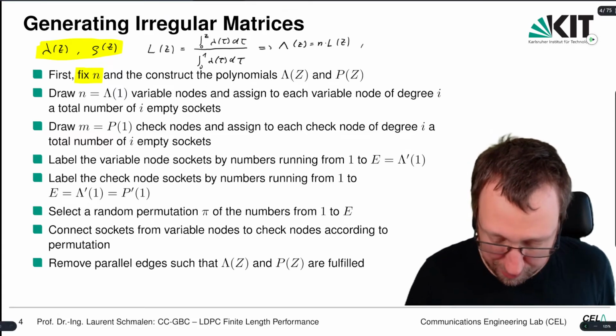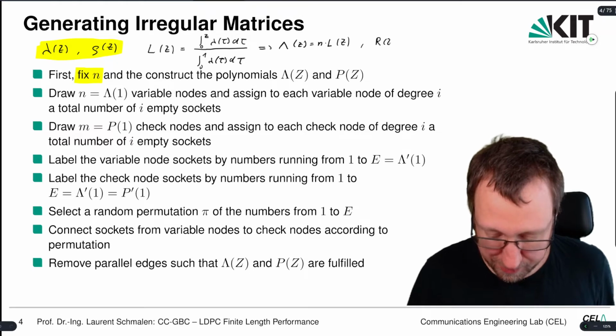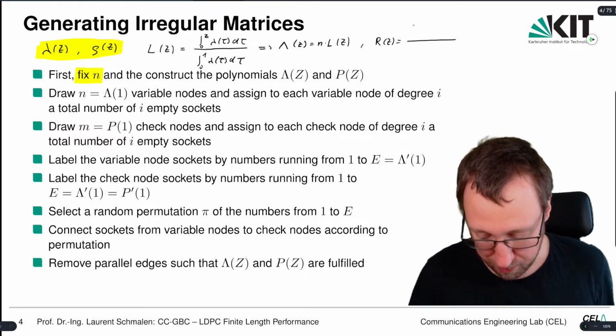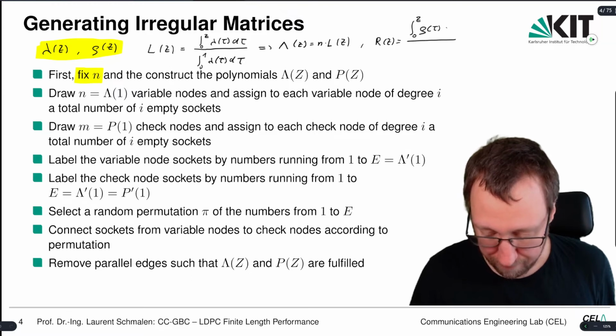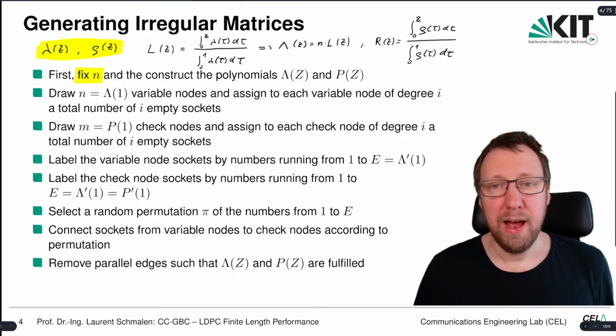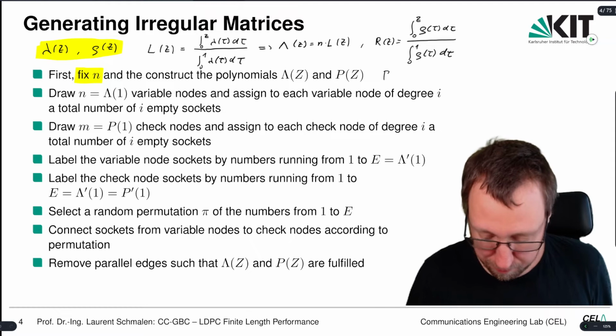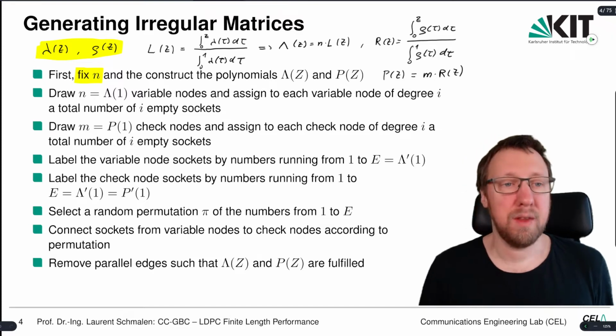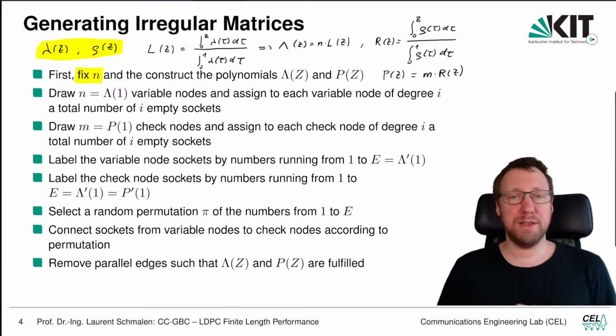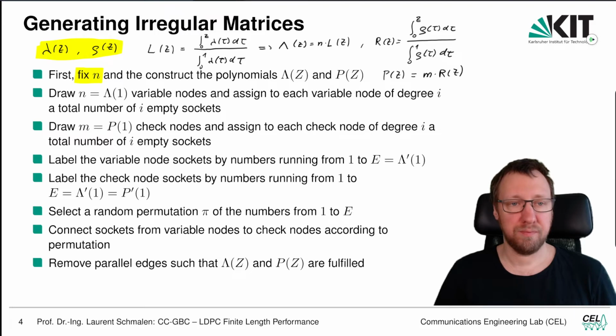And very similarly, we get R of z is equal to the integral from 0 to z of rho of tau d tau divided by the integral from 0 to 1 of rho of tau d tau, and then we get P of z or capital rho of z is equal to m times R of z. Okay, so that's the first step that we're going to do.